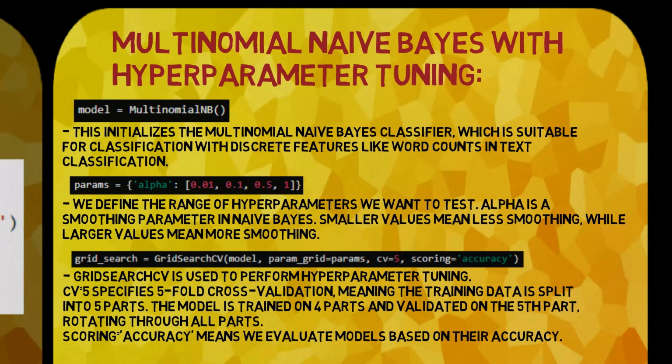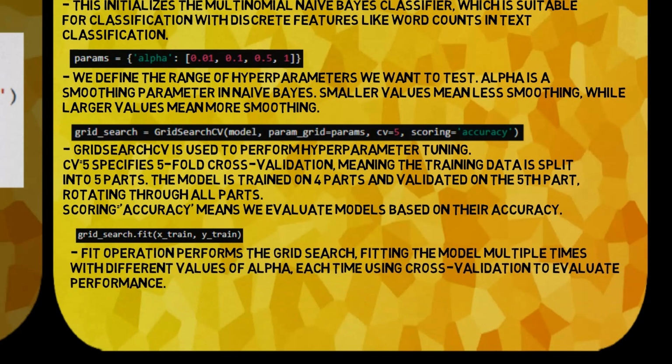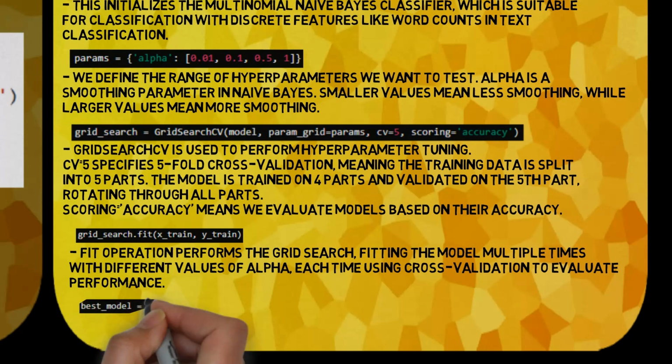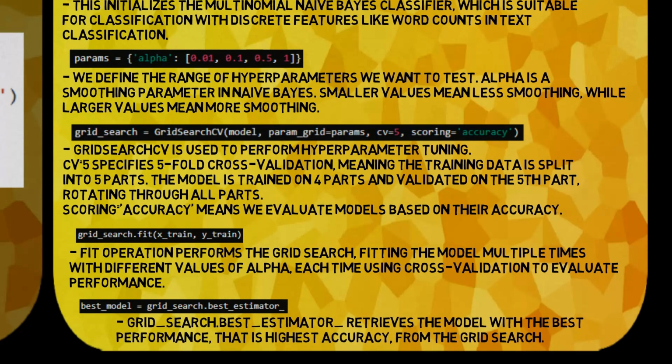GridSearchCV is used to perform hyperparameter tuning. cv=5 specifies 5-fold cross-validation, meaning the training data is split into 5 parts. The model is trained on 4 parts and validated on the 5th part, rotating through all parts. scoring='accuracy' means we evaluate models based on their accuracy. The fit operation performs the grid search, fitting the model multiple times with different values of alpha, each time using cross-validation to evaluate performance. The grid search's best estimator retrieves the model with the best performance, that is highest accuracy, from the grid search.